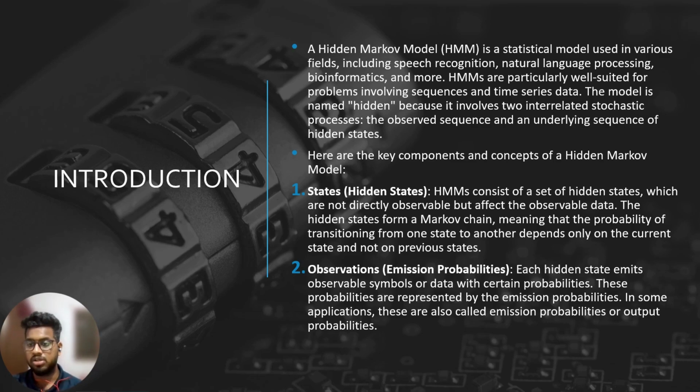Number two, observation, also called emission probability. Each hidden state emits observable symbols or data with certain probability. These probabilities are represented by the emission probability. In some applications, these are also called output probability.